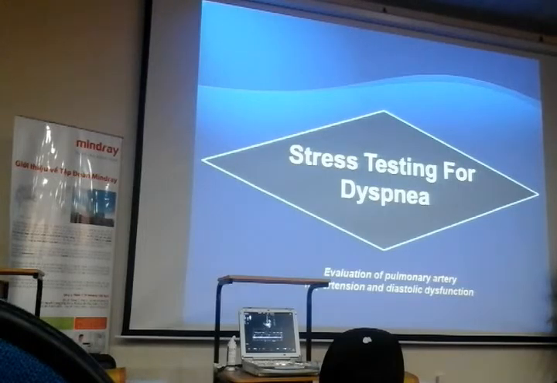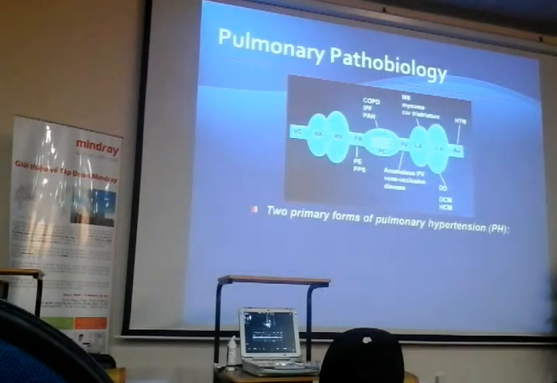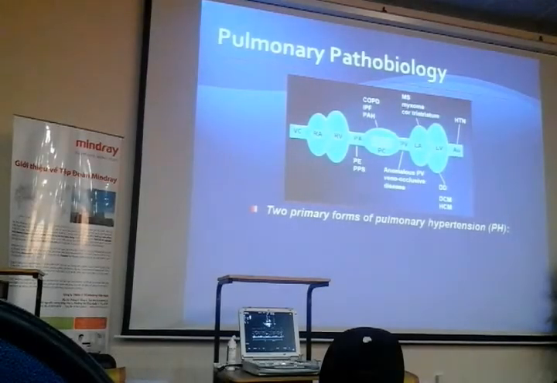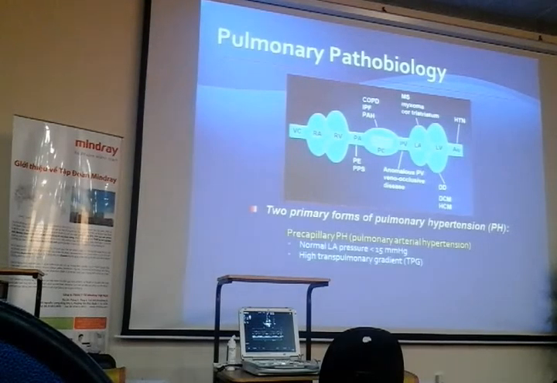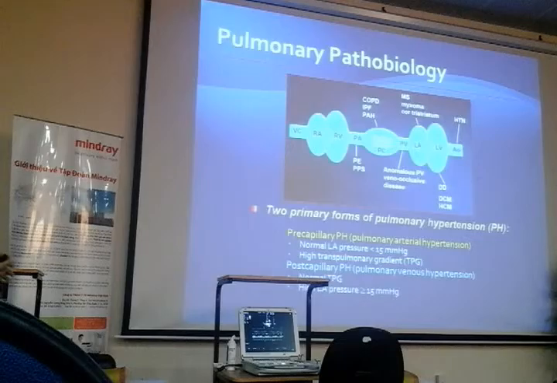So to finish, this is a much shorter segment of the talk to look at stress testing for patients that present with dyspnea. And if you look at these patients, there are really two forms of pulmonary hypertension that we're trying to distinguish. One is pulmonary arterial hypertension, and the other is pulmonary venous hypertension.